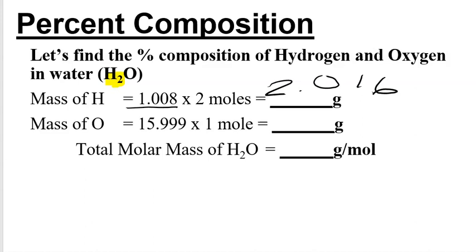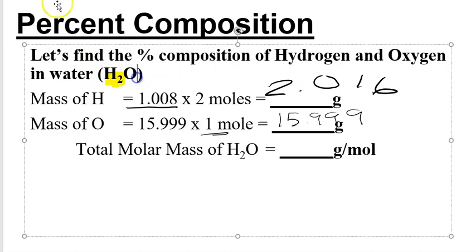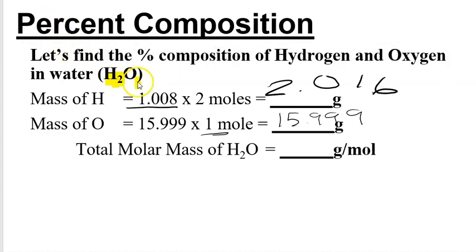15.999 is going to be equal to, same thing, it's going to be 15.999, right? Because there's only one of them. That came from here. When there's no subscript, we understand that it's a subscript of 1. Okay, so you just got to understand that that's going to be 1 right there. It's an understood one. Okay, and the total molar mass, we're just going to add them up. So just add them together.